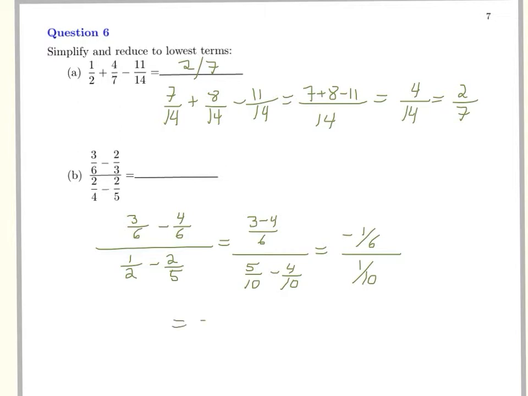So this is just minus 1/6 divided by 1/10, which is the same as multiplying by 10. So that's minus 10 over 6, which is minus 5/3. And so that's the answer to part B.